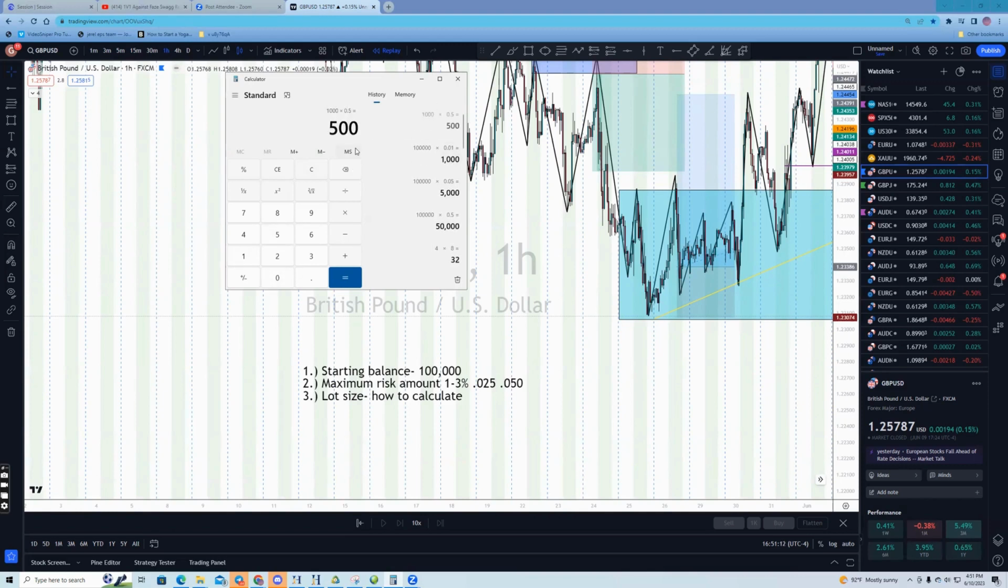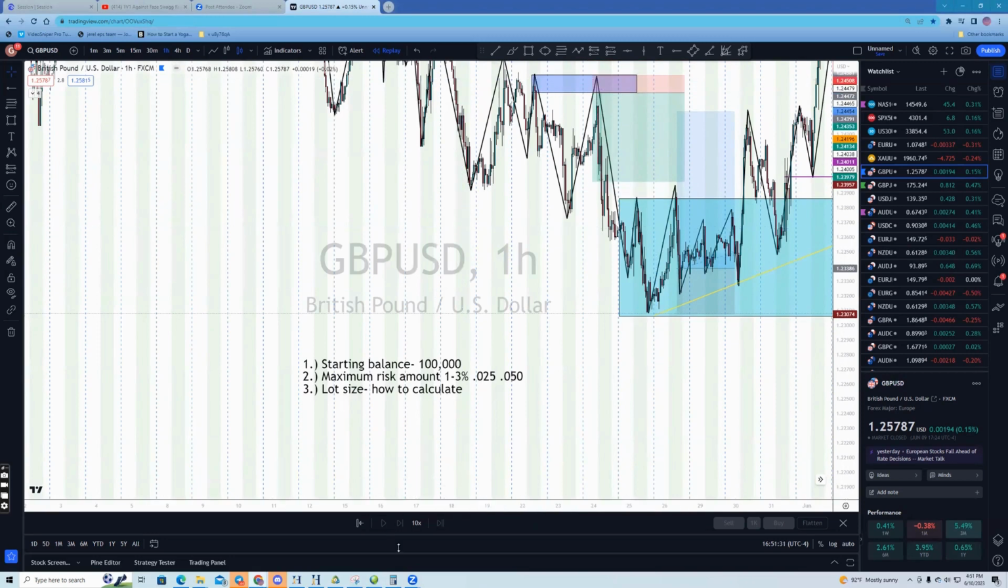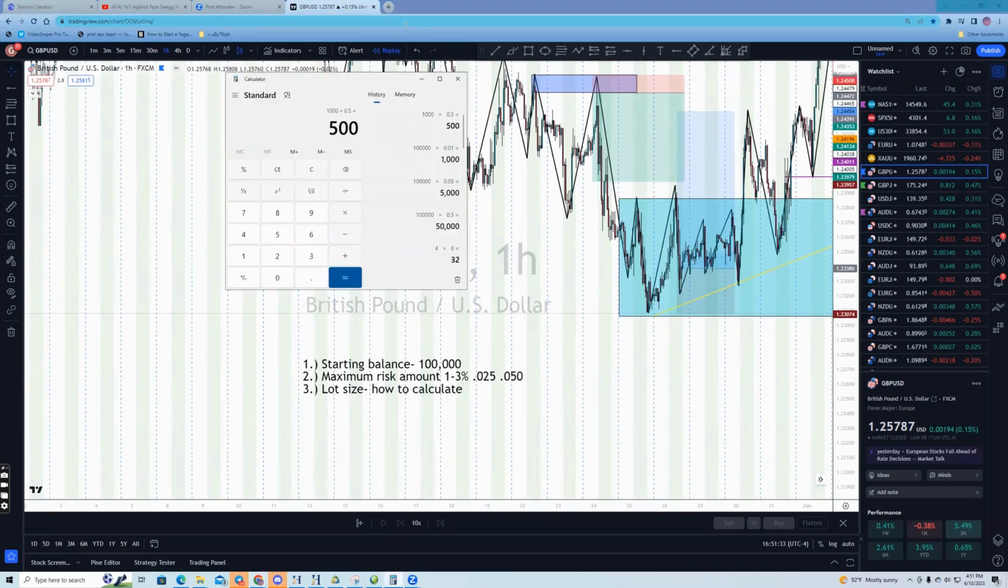0.50 gives you $500. So what I did was I took $100,000, times it by 0.01 and gave me my 1%. Then I wanted 50% of that, so I just did 0.50. And it gave me $500. So I'm risking $500 per trade. Remember, my stop loss is what? What is my stop loss? 12 pips. I divide that by 12. My lot size is now what? Move the decimal over twice. 0.41, meaning I'm risking $4 a pip.